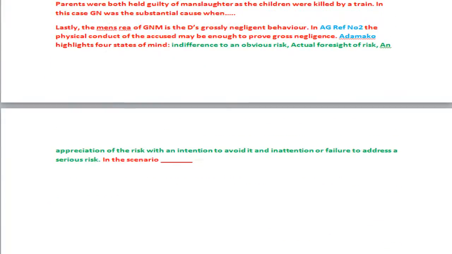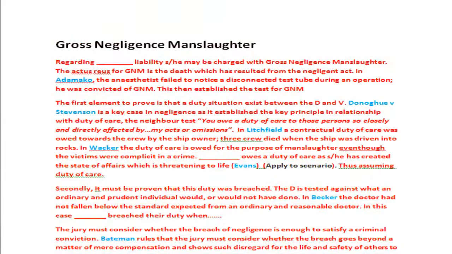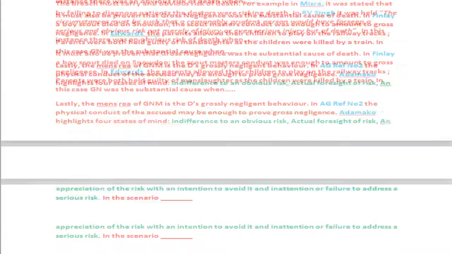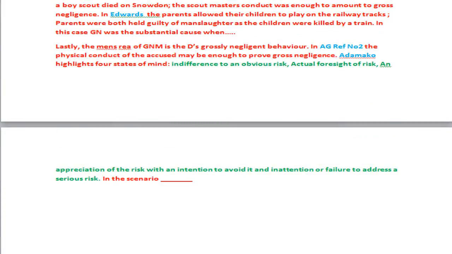The last part's a bit different. Okay. Lastly, you start it off with the actus reus as normal, so you go from the actus reus and then you end it off with the mens rea. So, lastly, the mens rea is the defendant's grossly negligent behaviour. In Attorney General's Reference Number 2, the physical conduct of the accused may be enough to prove gross negligence.